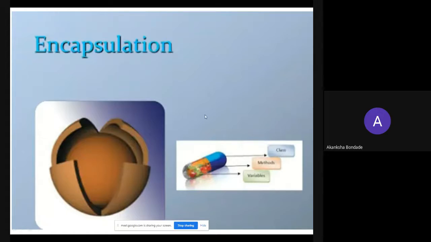Encapsulate. In the diagram, this is showing a capsule. The capsule has various types of components. Similarly, a class is like a capsule, and a class has various types of functions and variables. Here, a method is similar to a function.